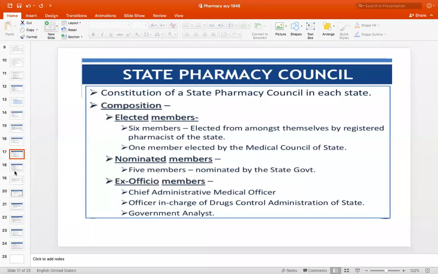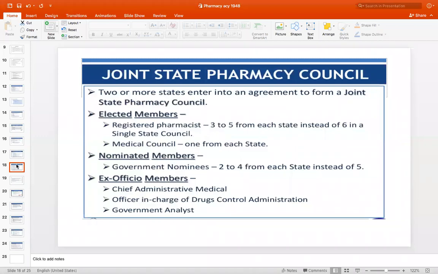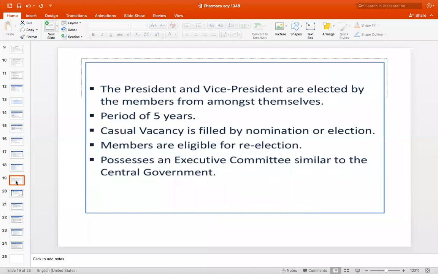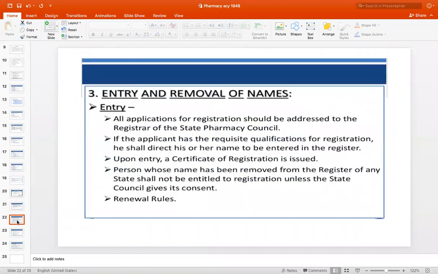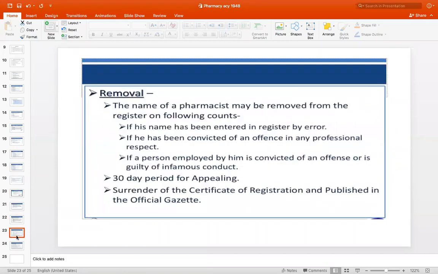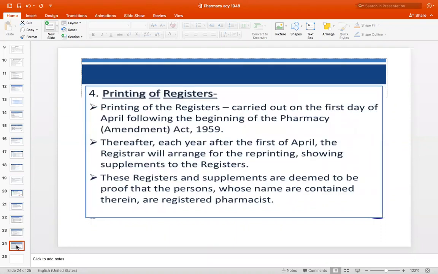Next, we studied State Pharmacy Council, Joint State Pharmacy Council. I had put this slide to show you the difference between joint and state. Next, functions. There were 4 functions: inspection, maintenance of register, entry and removal of the names, lastly, printing of registers. So these were the functions of State Pharmacy Council. Any doubts? No, ma'am.